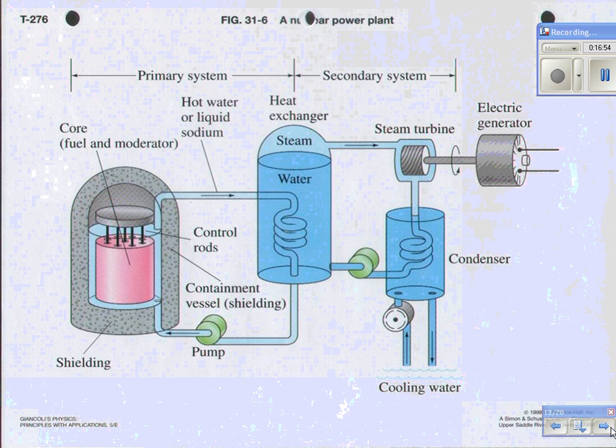Here's what you do. You got the core. The core has the fuel. That's the uranium and stuff. And then you got this thing called a moderator. The moderator is meant to slow the neutrons down so that they'll actually interact better with the next nucleus. The control rods are different.